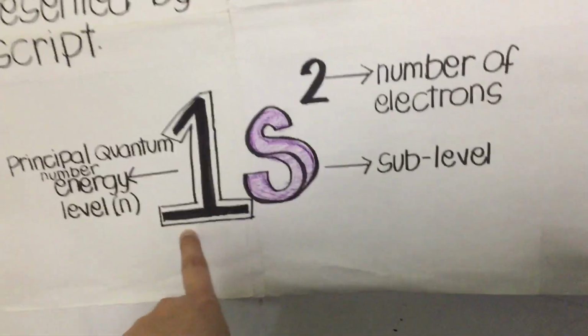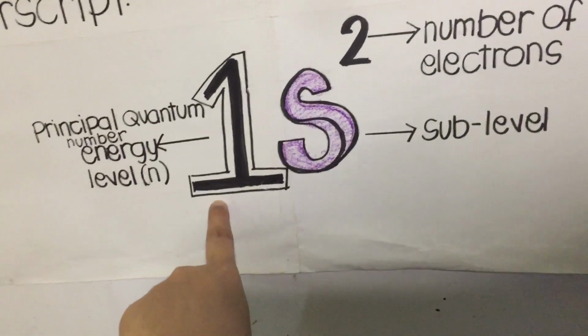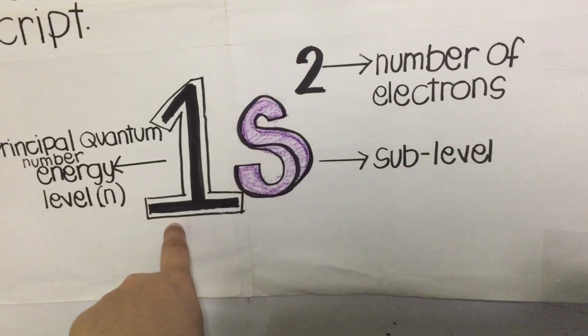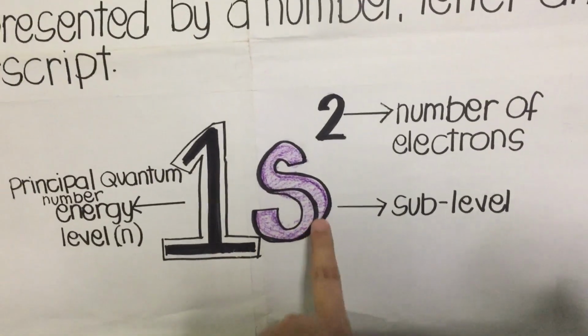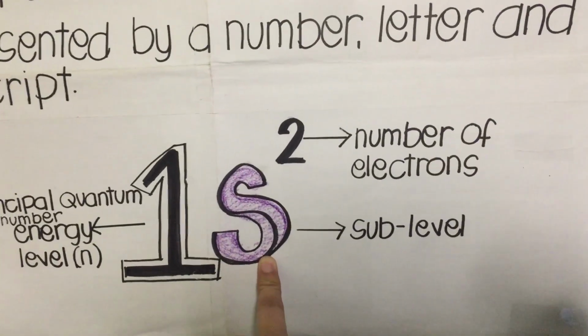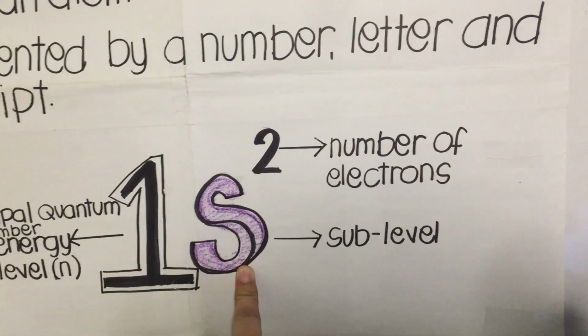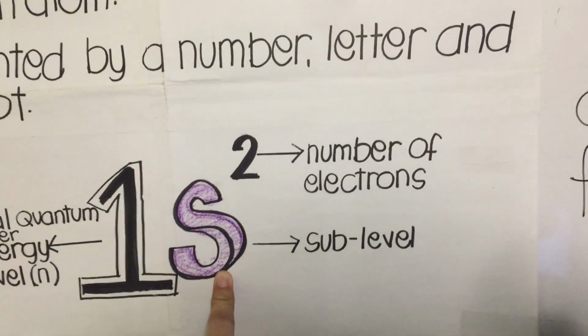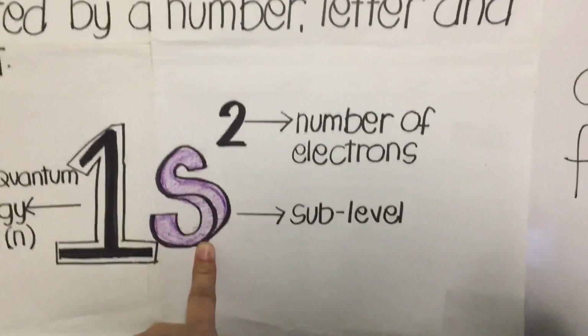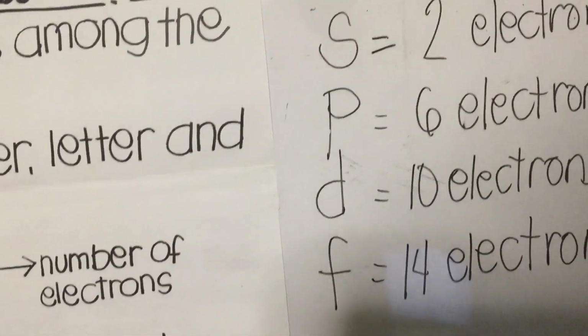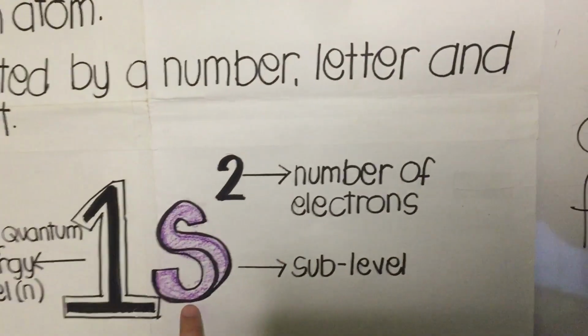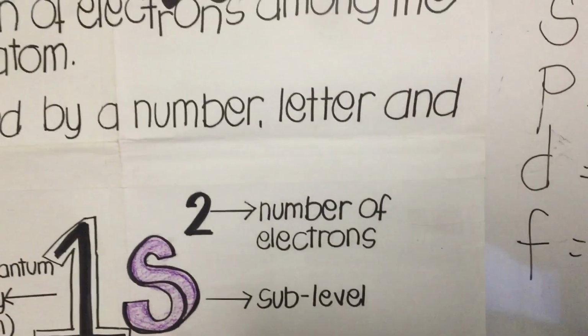So that means it varies. It is either 1, 2, 3, 4, 5, 6, 7, depending on the principal quantum number. The letter is represented by the sublevel. We have 4 types of sublevel: S, P, D, and F. It depends on the sublevel that is there.